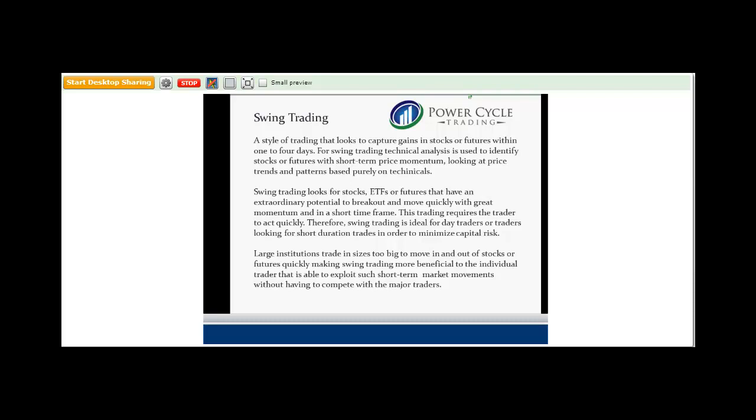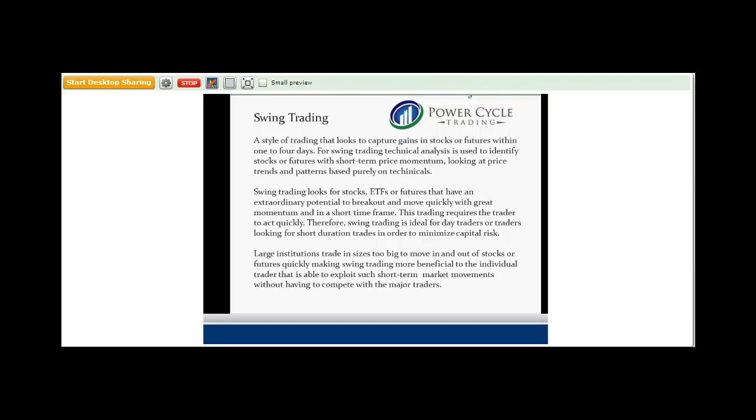For swing trading, technical analysis is used to identify stocks or futures with short-term price momentum, looking at price trends and patterns based purely on technicals. Swing trading looks for stocks, ETFs, or futures that have extraordinary potential to break out and move quickly with great momentum in a short time frame. This trading requires that traders be able to act quickly.